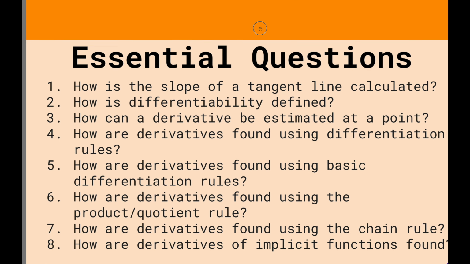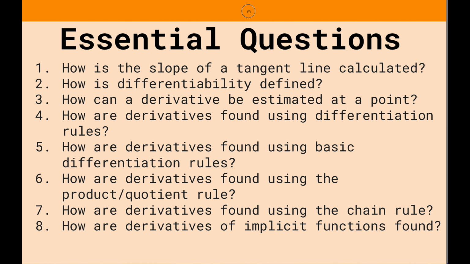This next slide shows essential questions. These are all the questions that you should be able to answer by the end of this unit. Okay, how is the slope of a tangent line calculated? The slope of a tangent line is the same thing as the slope at a point, because a tangent line is based off of one point. So this first one is just how is the derivative calculated, in a way, if you want to think of it that way. So we're going to figure out how we calculate these derivatives.